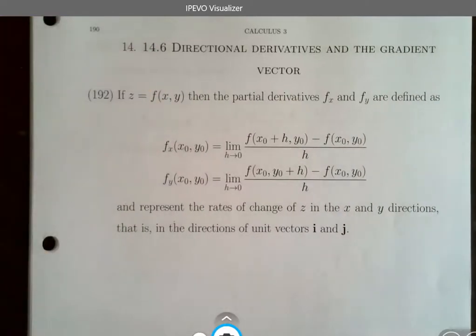Hello everyone. Today we will discuss section 14.6, the directional derivatives and the gradient vector.